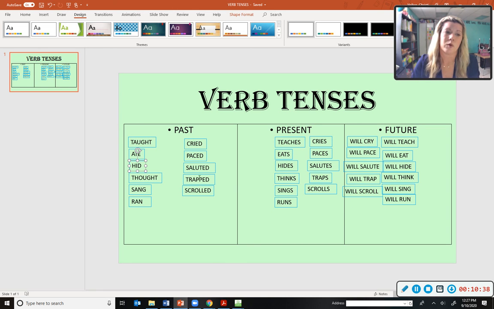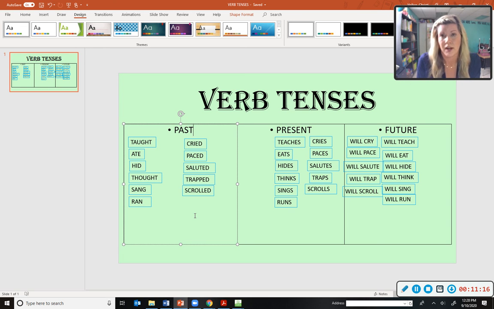Okay, now the ones on the right side of this category, they do have a pattern. So if you notice, they all end in what? If you're thinking D or ED, then you're correct. So cried, paced, saluted, trapped, scrolled. So past tense can be the only one that might be a little bit tricky when you're writing it. Sometimes the word will completely change, like the ones you see on the left side in the past column. And most of the time you can just add ED on the end of the verb to make it past tense.